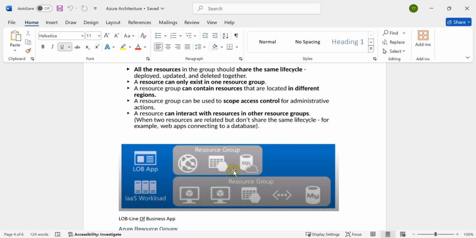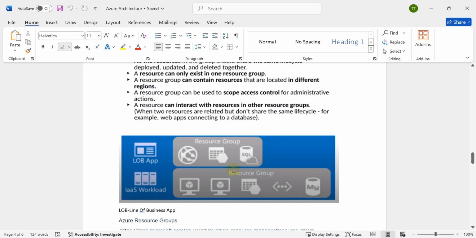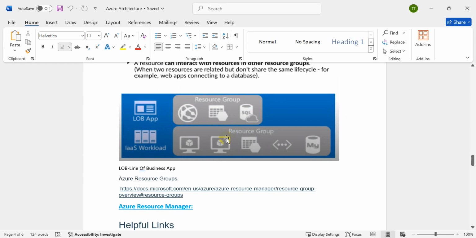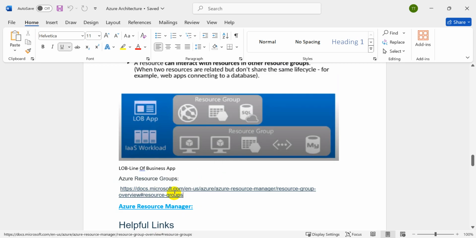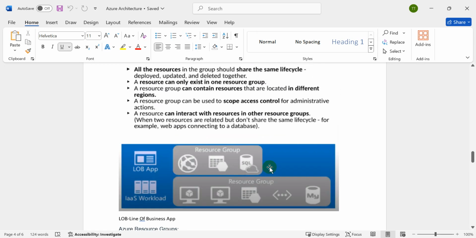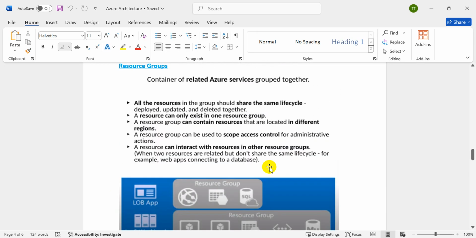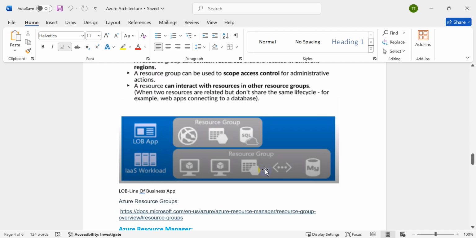So mostly it is a logical container. For example, a line of business app is deployed and attached with this Azure resource group. How do you see that? Let's see the documentation. Here is the documentation. You can read later what the Azure resource group is. But as I said, it's a logical container where everything will be managed properly.